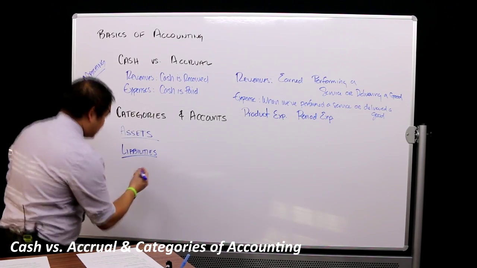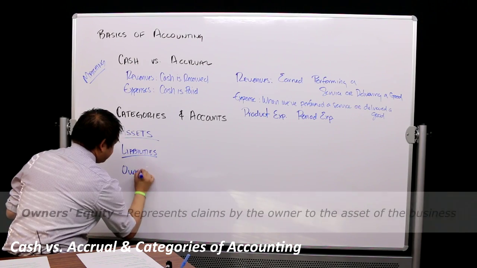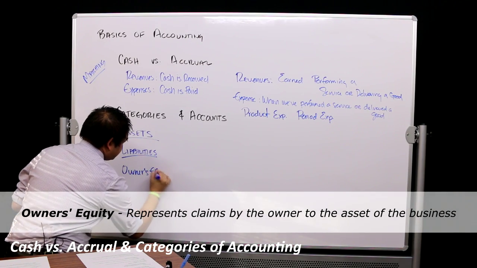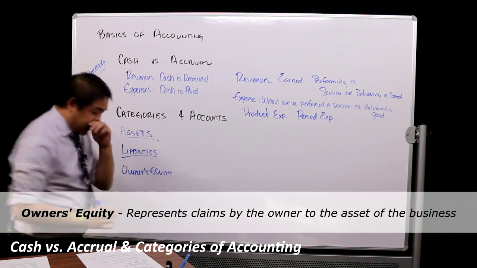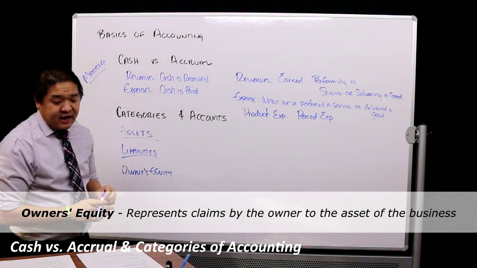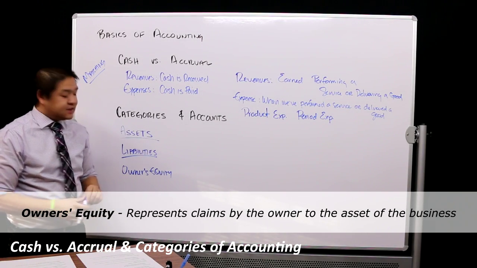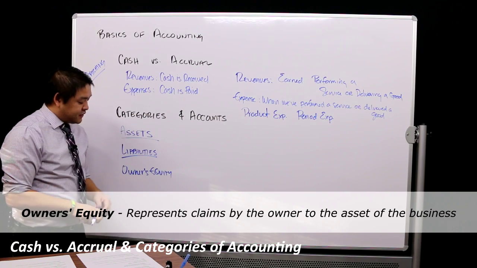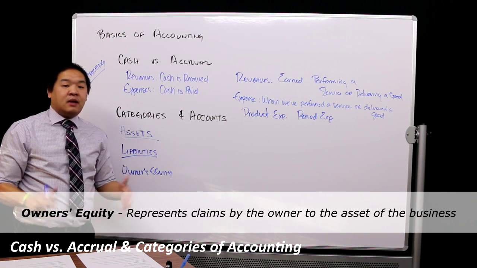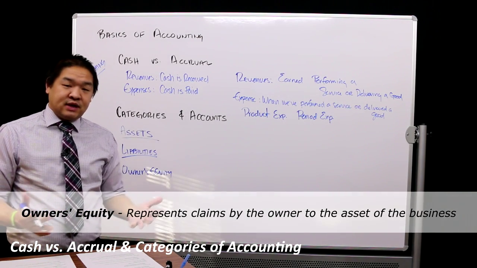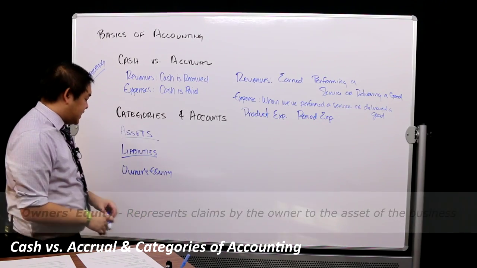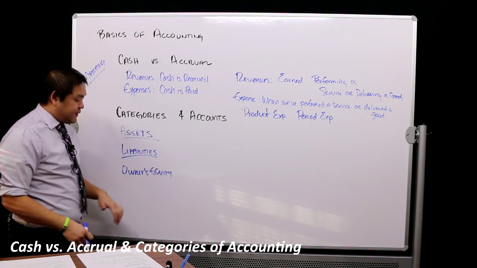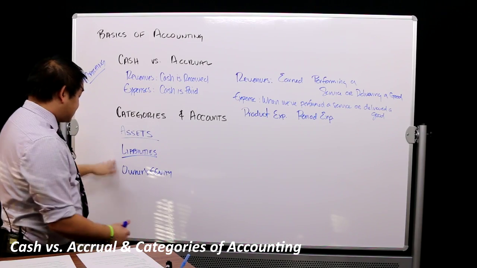The next one is owner's equity. Owner's equity represents claims by the owner to the assets of the business. Examples of owner's equity would be the amount of money that the owners put into the business at the beginning, or retained earnings. And so that's owner's equity.